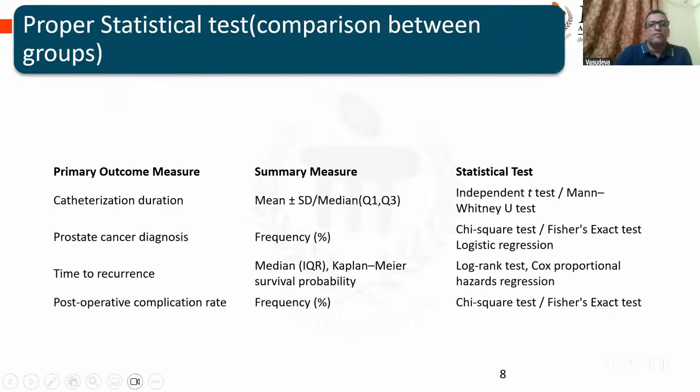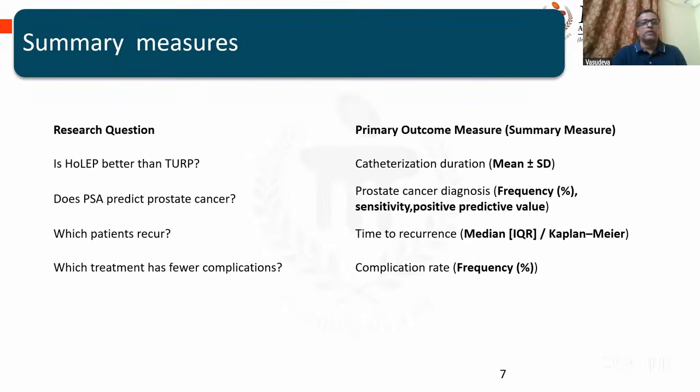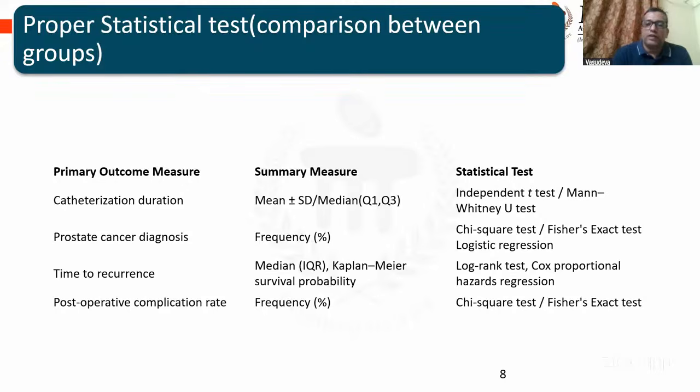So the next step is, we won't stop there, we'll be comparing between the two groups. Say for example, in this question I want to see whether the first treatment is better than the other. The outcome variable is catheterization duration. So I want to check whether catheterization duration in one group is more or less as compared to the other. So I'll be using this summary measure. My comparison will be in terms of whether the average value in one group is more or less than in the other group, or whether the median in one group is more or less compared to the other.